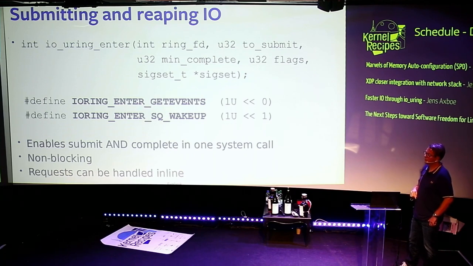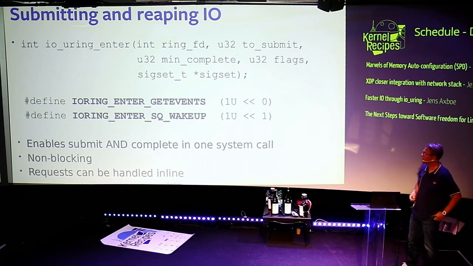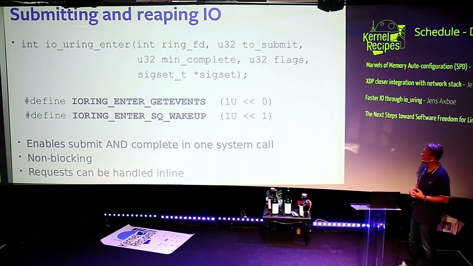So the important thing about this is that it allows an async interface to actually both submit and complete in a single system call. The io_uring_enter is non-blocking, and requests can be handled inline. What that means is if you're doing buffered IO and doing a read, the last thing you want to do is submit that particular read, have it be done by some other context, and then complete. If we can do it inline and pass in both one to complete and one to submit at the same time, then we have the same performance that synchronous interfaces have, which is a pretty rare thing for async IO.